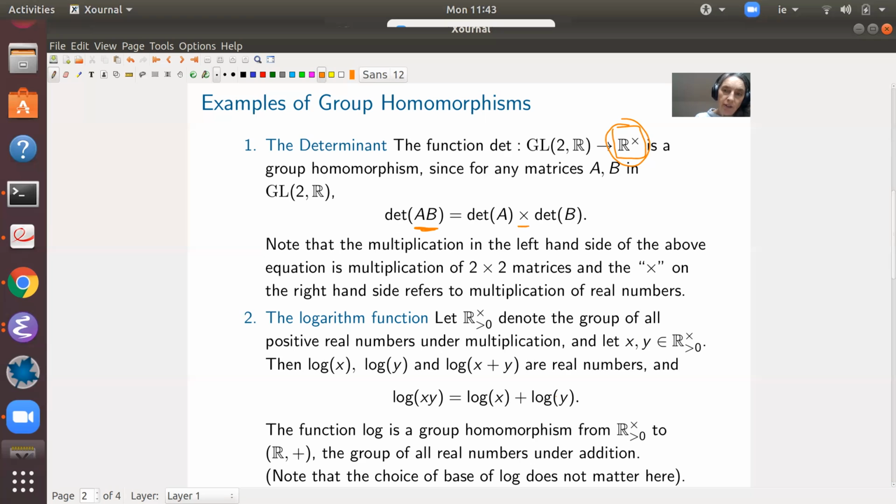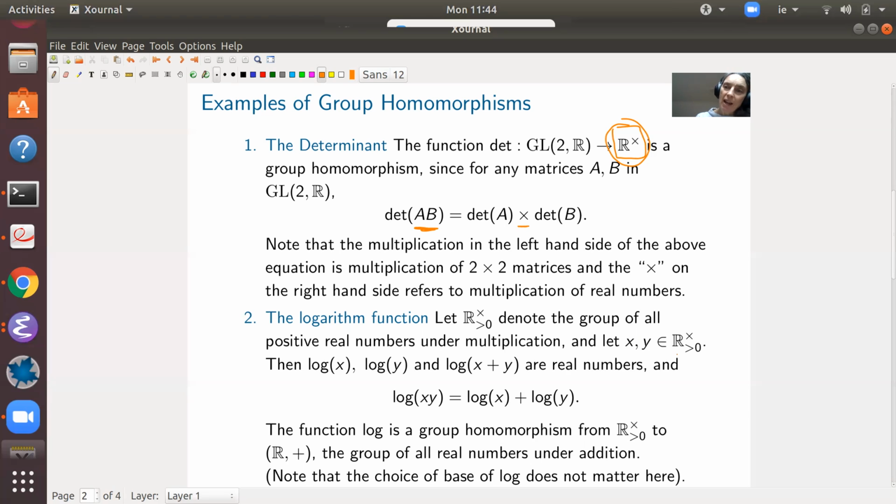So the log function is a function that takes all positive real numbers to all real numbers, and it has a property that the image under the log function of the product of two positive real numbers is the sum of their images under the log function. So this function is a homomorphism from the group of all positive real numbers under multiplication to the group of all real numbers under addition. Okay. The log of 1 is 0.